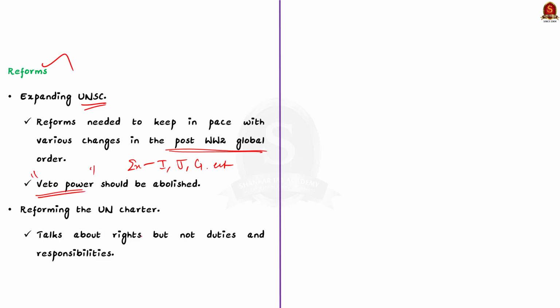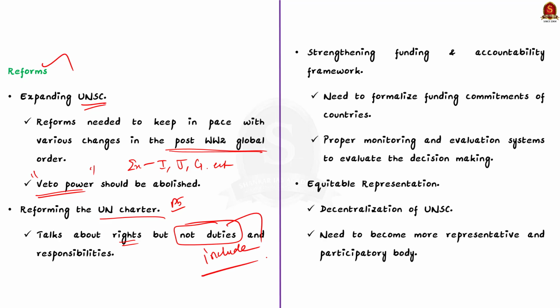Secondly, reforming the UN Charter. Know that the UN Charter was created by the winners of World War II. It only talks about the rights but not duties and responsibilities. This should be amended and must include duties and responsibilities at international and national level. Thirdly, strengthening funding and accountability framework.